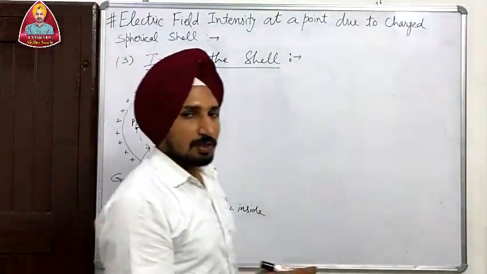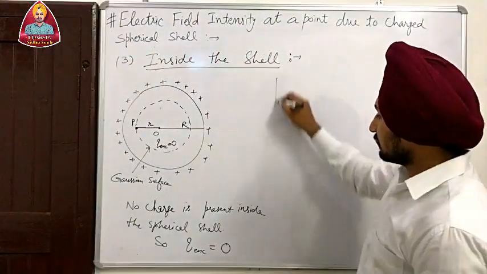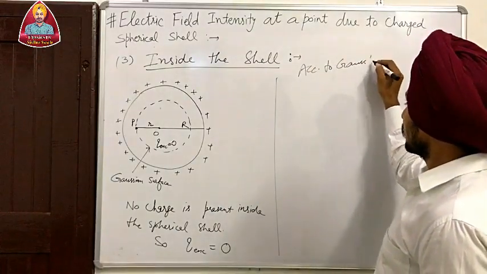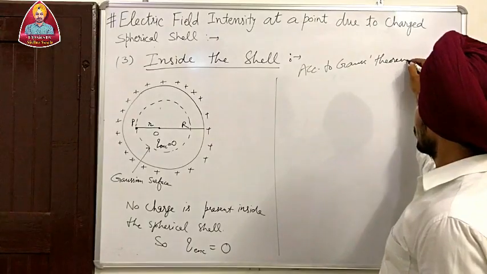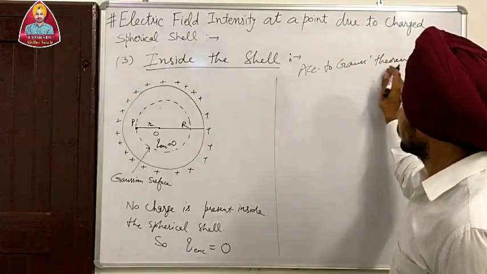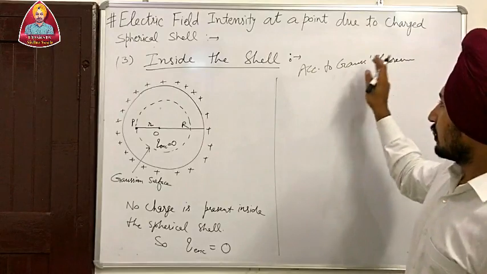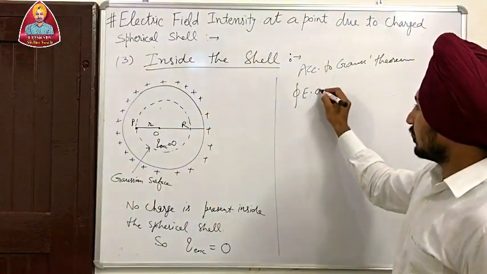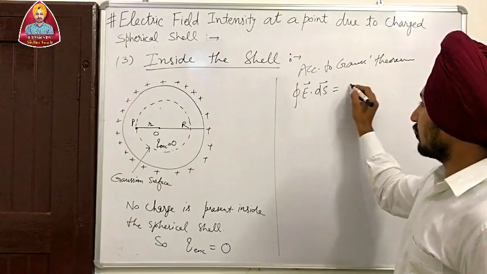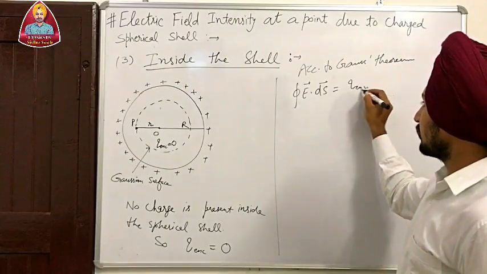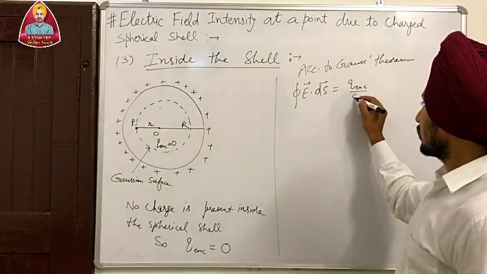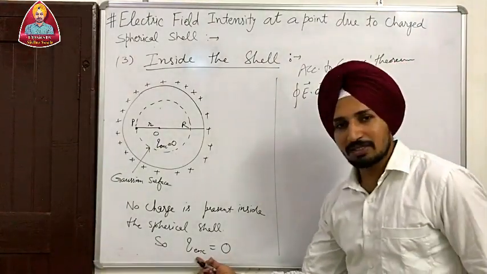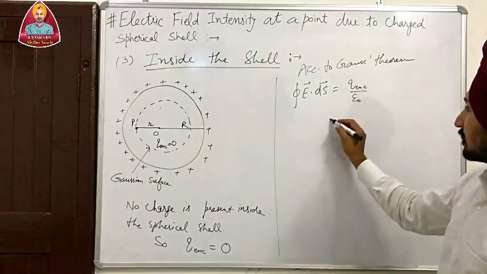So we will start from the Gauss theorem again. According to Gauss theorem, E dot ds vector is equal to Q enclosed upon epsilon 0. Here Q enclosed is 0. So put 0 here.